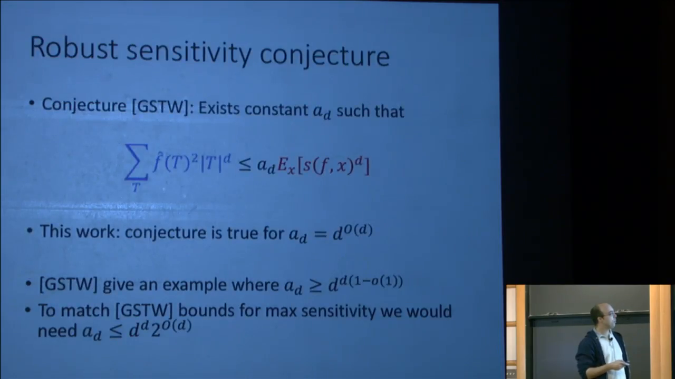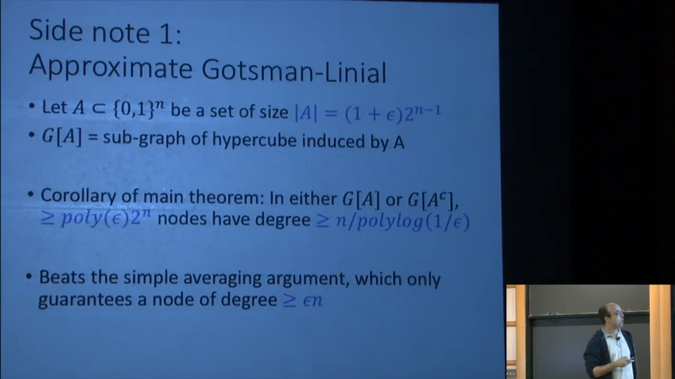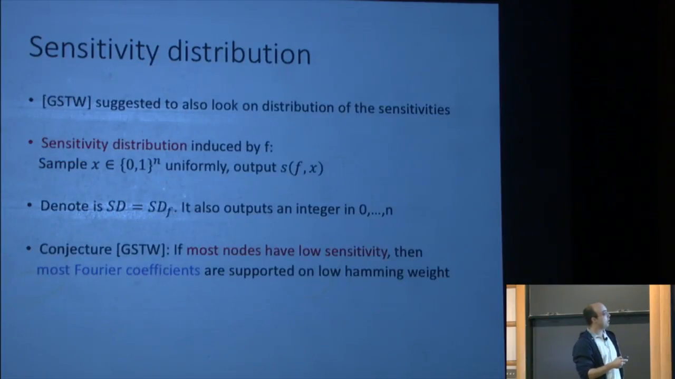Before I show you the proof, let me give you two related results. The first one is going to be a direct corollary of that. The second one is going to be the other direction. It turns out it's the same way that Gotsman and Linial gave you this. Let me just go back a bit. You remember that we had this graph.